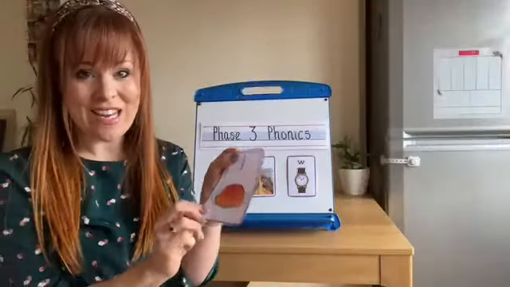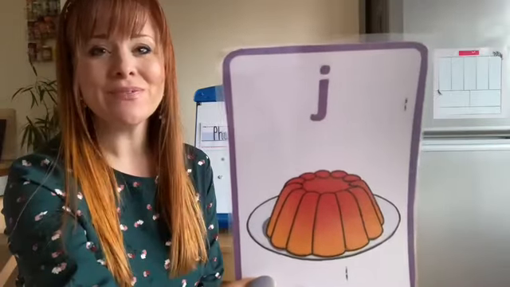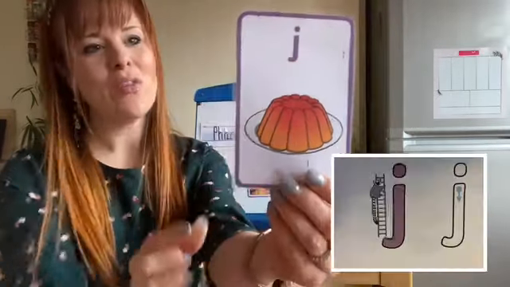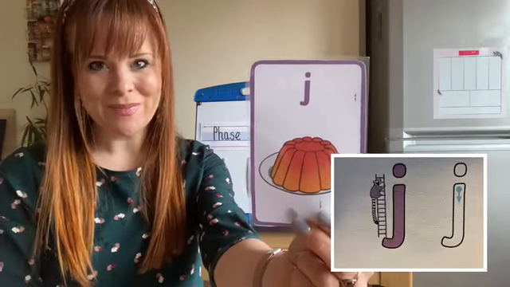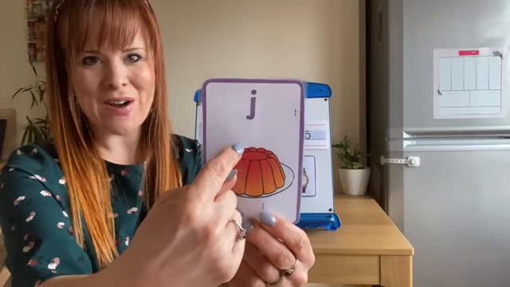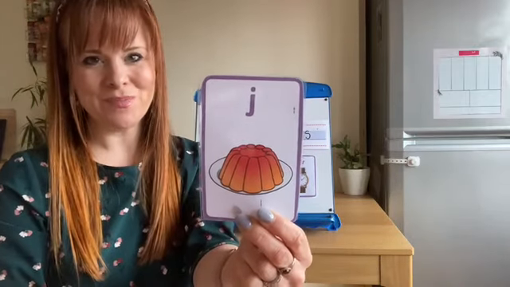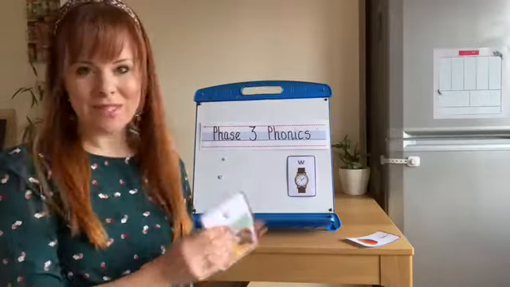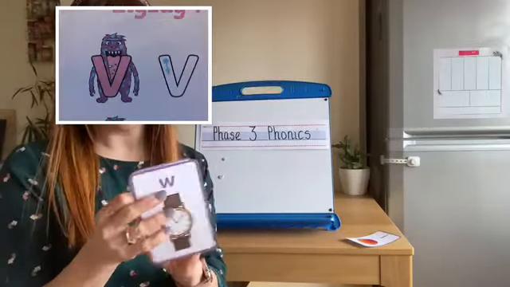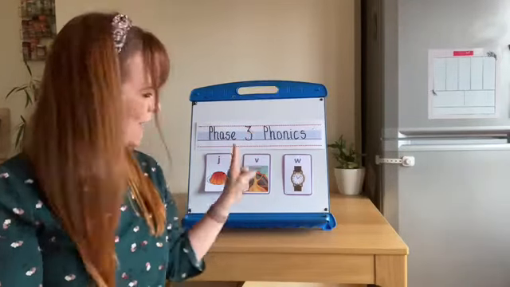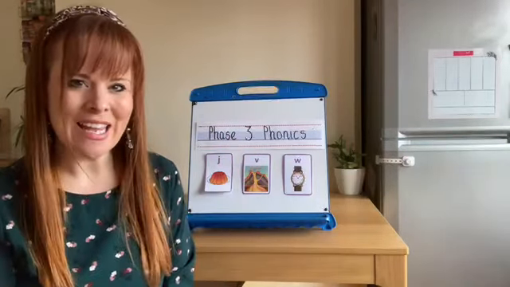If you said the letter J, you were right. J belongs to the long ladder family. If you look, we start at the top here and we go down and give it a tail. V and W belong to the zigzag monsters. So we're going to play a game now focusing on our 3 sounds of the week.